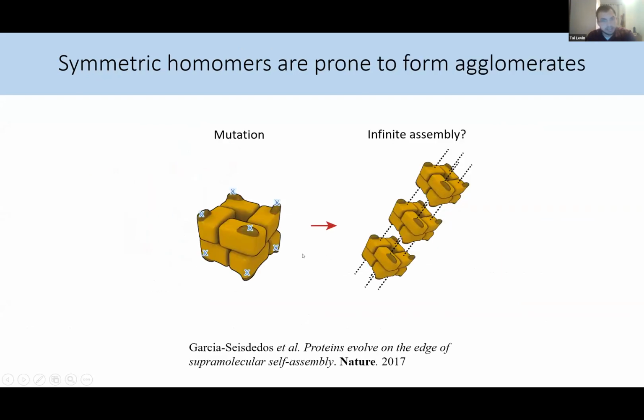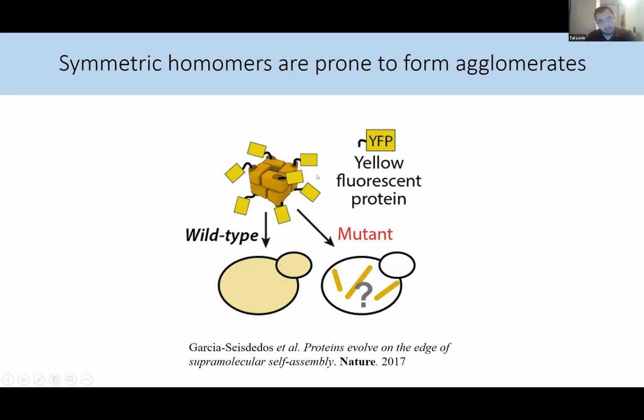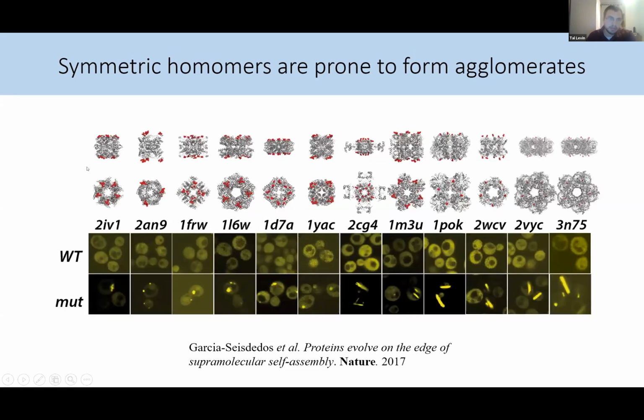In 2017, Hector Garcia, a postdoc from our group, showed that symmetric homomers are especially prone to form agglomerates. He did so by mutating 1 to 3 residues on the surface of symmetric homomers. These proteins were taken from E. coli and were fused to YFP, and then were introduced into wild-type yeast, and the fluorescent phenotype was then seen in the yeast. As you can see here, for these 12 proteins, in red you see the sites of mutations. You see them multiple times due to the symmetry. And surprisingly, in all 12, while the wild type had a cytosolic phenotype, the mutants showed either puncta or a filament, a fiber, showing that agglomeration was very prevalent even with a few mutations.